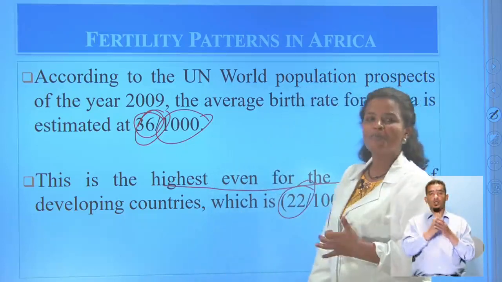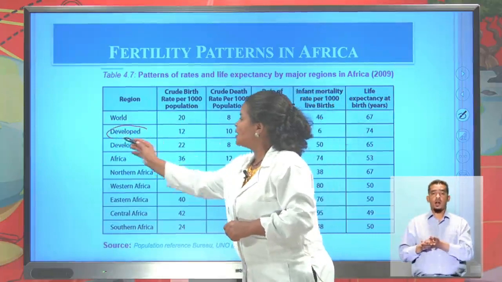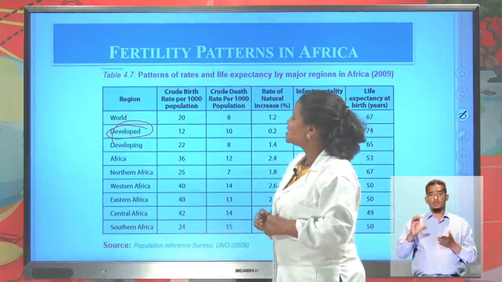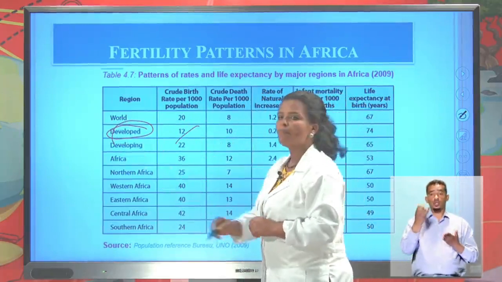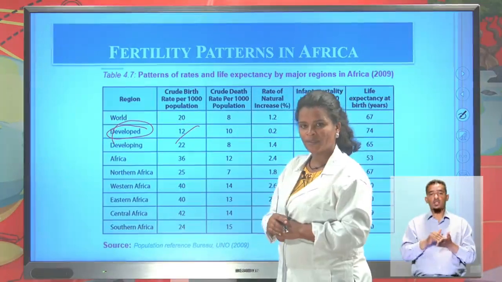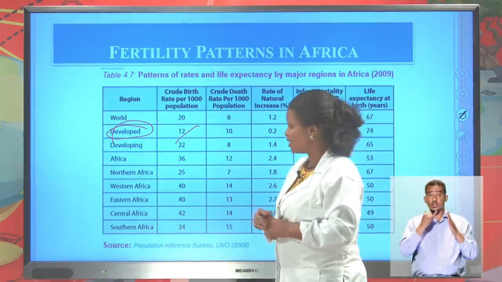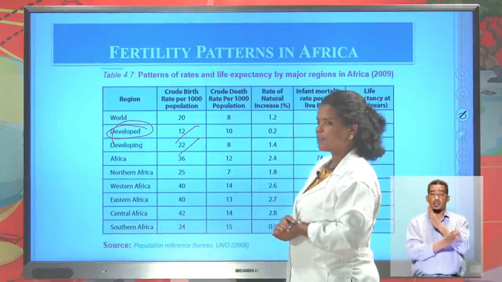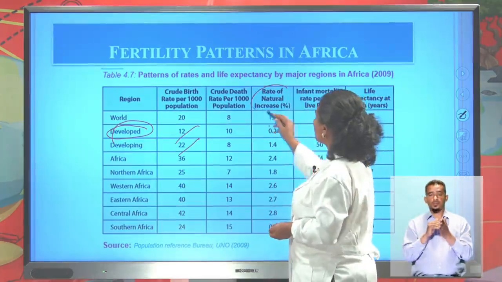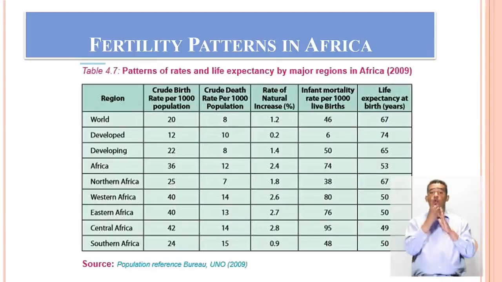And also in Ethiopia, the fertility rate is very high. Let us see this table. The crude birth rate of developed countries is 12 per 1,000. In developed countries, the birth rate is lower than in developing countries, where it is 22 per 1,000. The rate of natural increase in Africa and developing countries is also high.